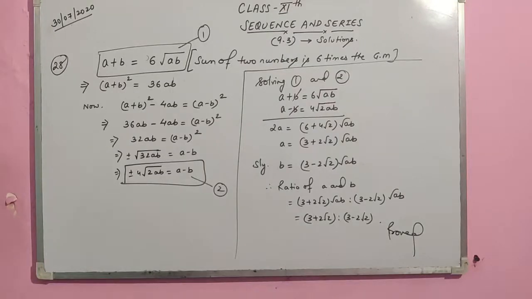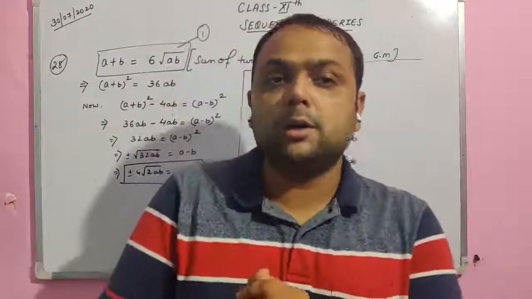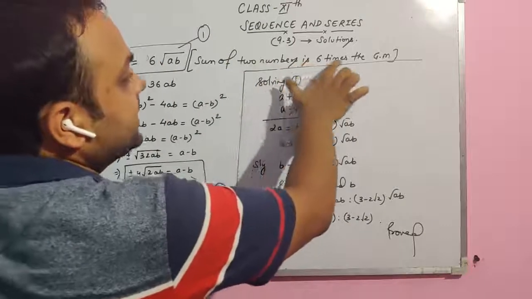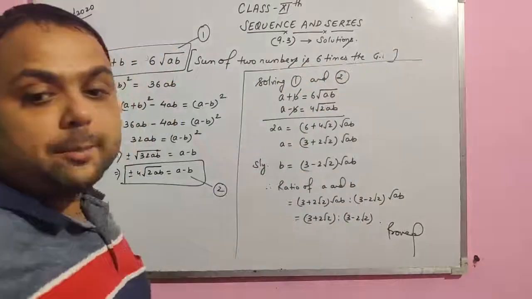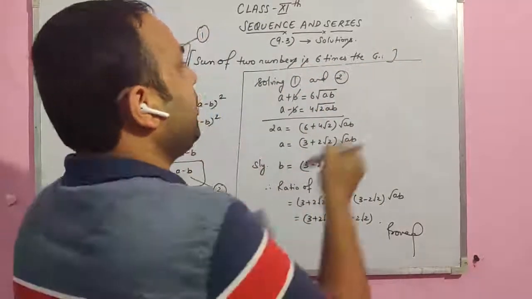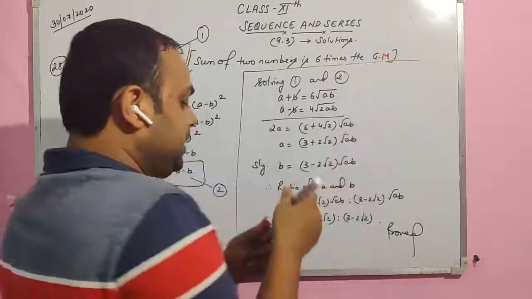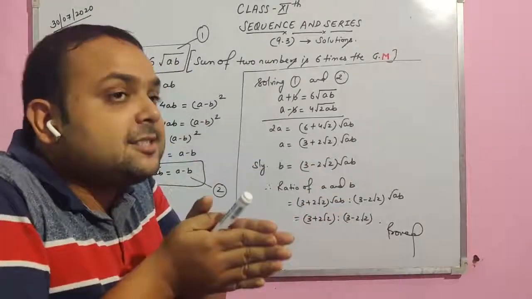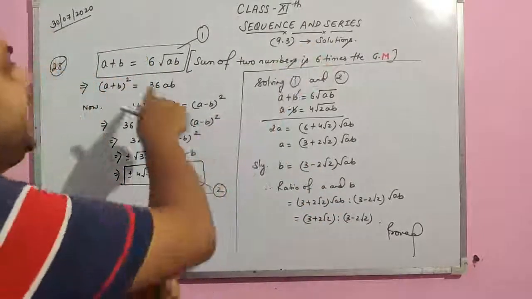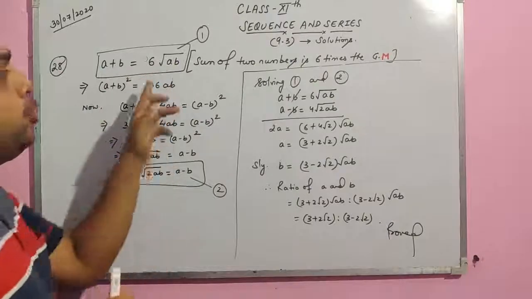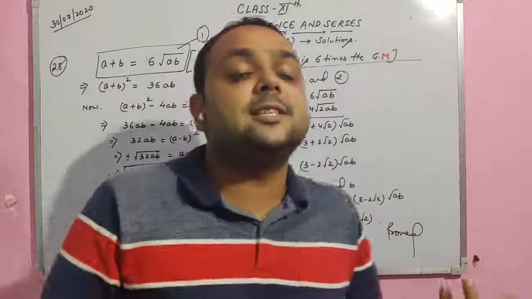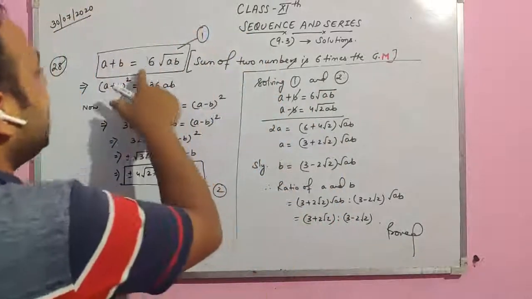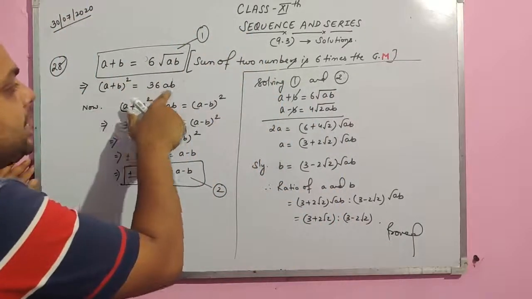Now in this question number 28 of your NCERT book, exercise 9.3, the question is, sum of two numbers is 6 times the geometric mean, not GP, geometric mean. So we have two numbers A and B. The sum of that is equal to 6 times the geometric mean, which is A plus B equal to 6 times root AB, since the geometric mean is the square root of the product of the two numbers. Now this can be written as A plus B whole square equal to 36AB.